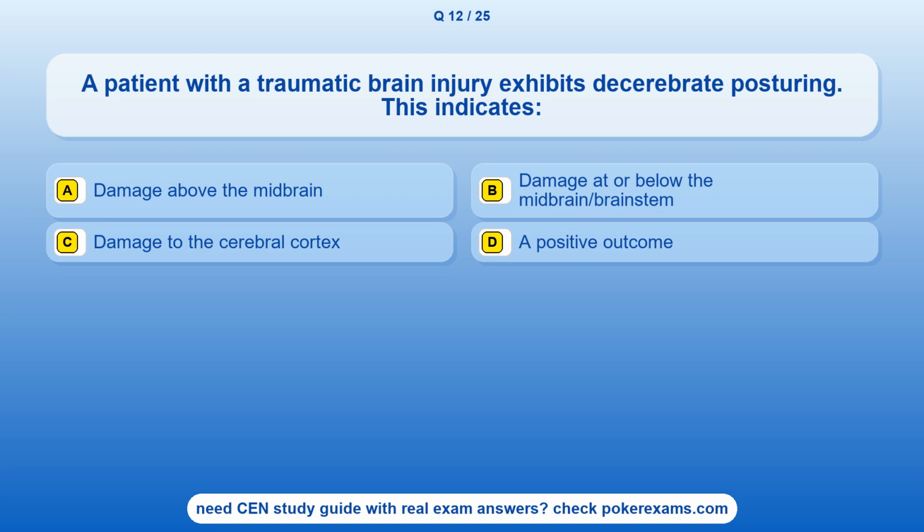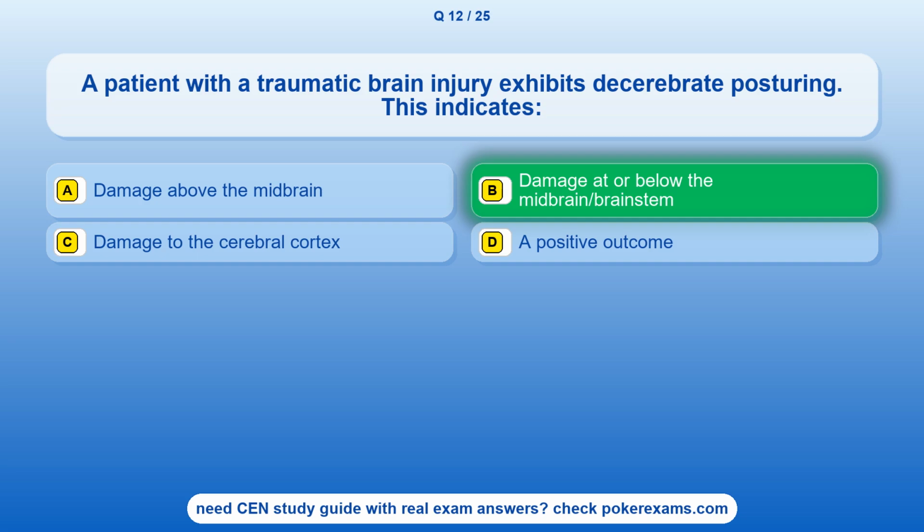Question 12. A patient with a traumatic brain injury exhibits decerebrate posturing. This indicates: Option A. Damage above the midbrain. Option B. Damage at or below the midbrain/brainstem. Option C. Damage to the cerebral cortex. Option D. A positive outcome.